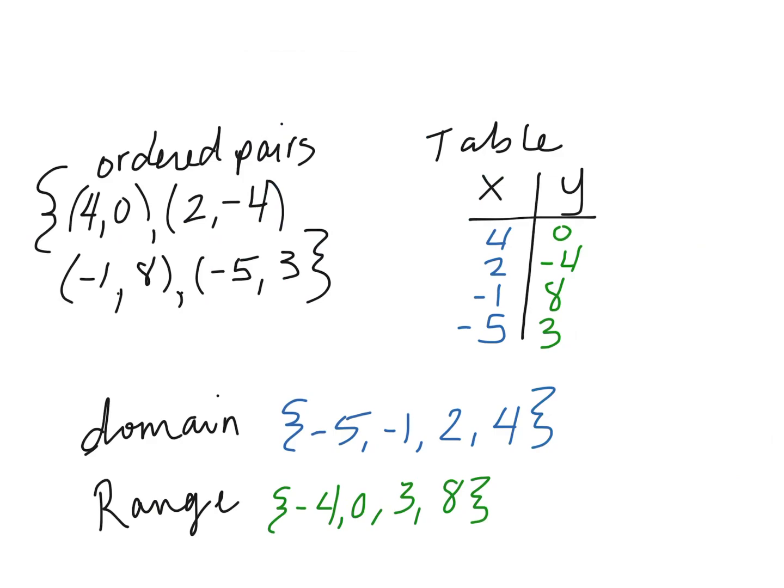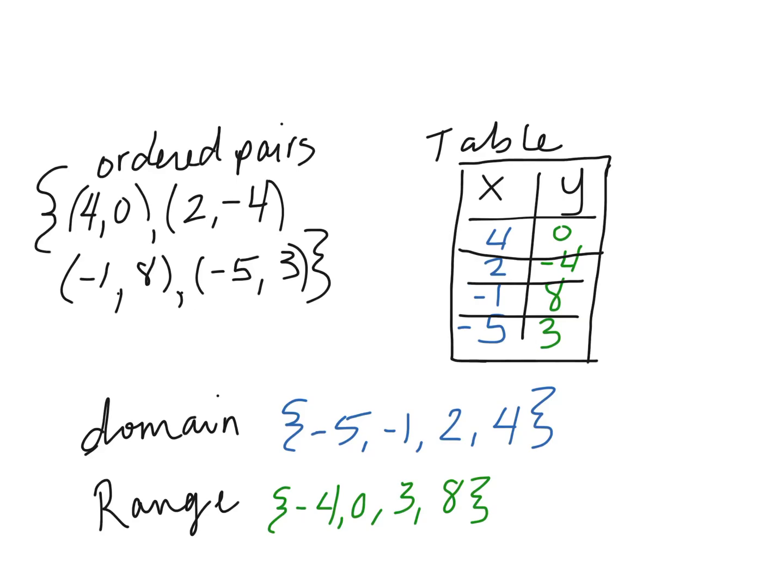Some people have asked if it matters if their ordered pairs are in a different order than mine are, or the same thing with the table of values. And the simple answer to that is no. It doesn't matter if your ordered pairs are, if you saw -5, 3 first, that's perfectly fine. And if that's the first set in your table, then that's fine as well. Okay, it doesn't matter. The only thing that does matter when it comes to order is the domain and the range need to be in numerical order from smallest to biggest.